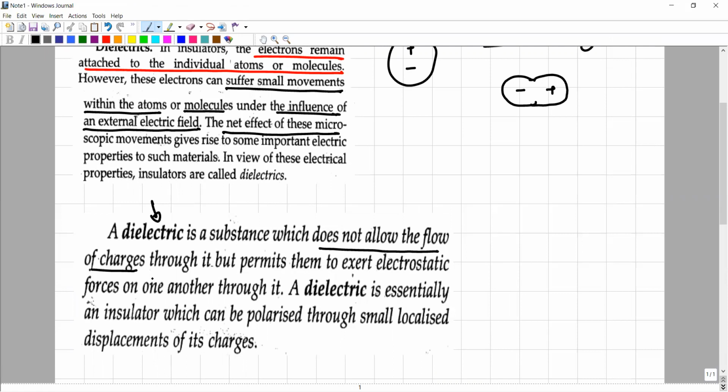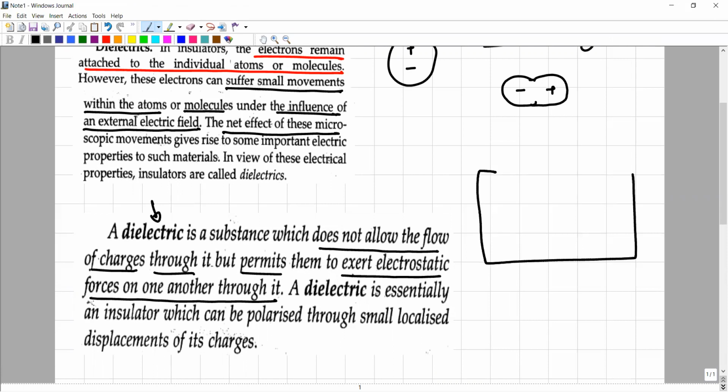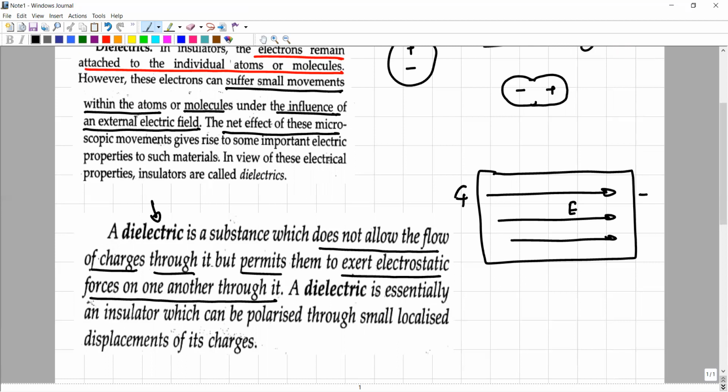It does not allow flow of charge through it, but permits charges to exert electrostatic force on one another through it. That means the dielectric insulator will not allow the flow of charge, but it will allow an electric field to exist within itself. This positive cannot flow towards the negative, but this positive can exert an electric field on the negative. So a dielectric is essentially an insulator which can be polarized through a small localized displacement of its charge. Very simple.